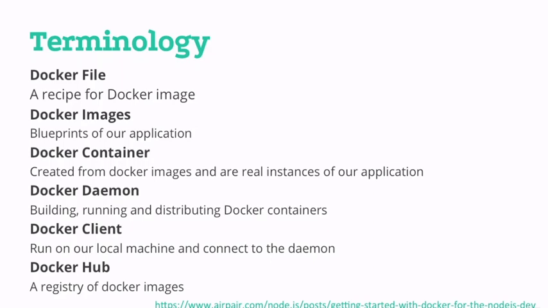And Docker client, this is what we have locally on our machine that connects to the Docker daemon and passes the commands to the Docker daemon. Docker Hub, this is a registry of Docker images. You may either use Docker Hub to store and pull your images, or you can use a private registry. We also recommend going to this blog here. You have the link at the bottom here, and there are very good descriptions there of the Docker basics.